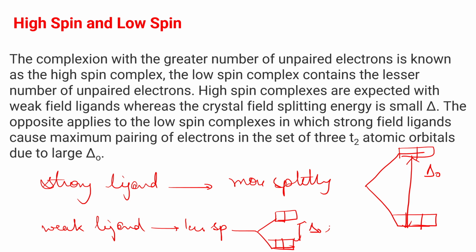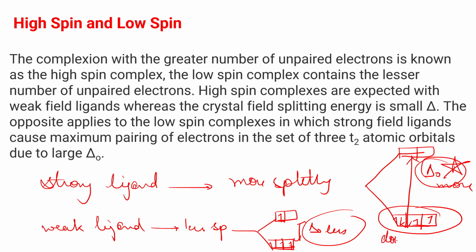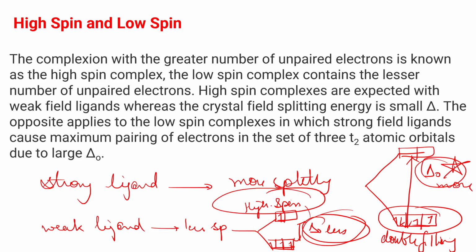This delta naught is less, this one is more. So if the filling of electrons is to be judged, where the splitting is less, the electrons can easily be filled in the higher levels. But if the splitting, this delta naught value, is more, then there could be double filling of the orbital. So overall we can say if delta naught is less, then there will be high spin complexes. High spin means more number of unpaired electrons will be present.